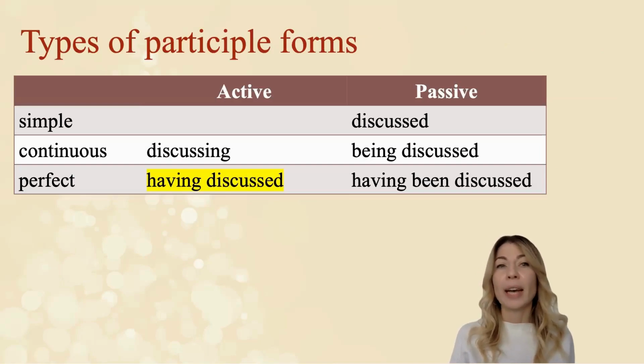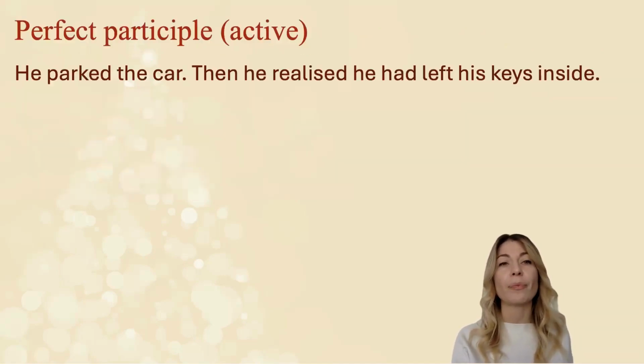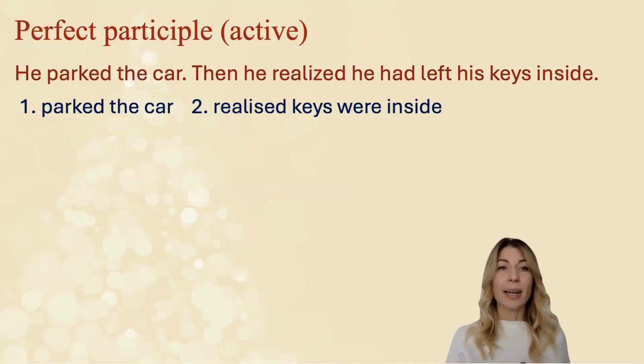Okay, we're now going to discuss perfect participle forms. And first of all, let's talk about active forms. Okay, perfect participle active. Let's read these two sentences. He parked the car, then he realized he had left his keys inside. It happens sometimes. Okay, so let's analyze these two sentences.